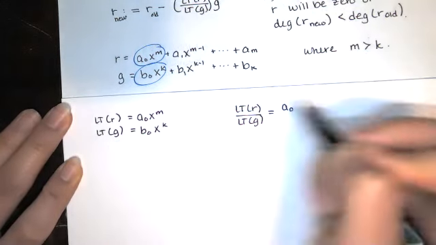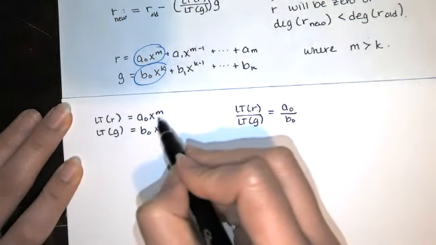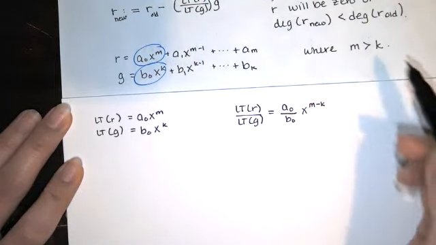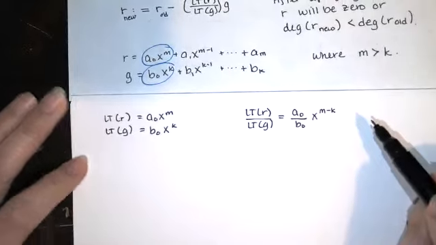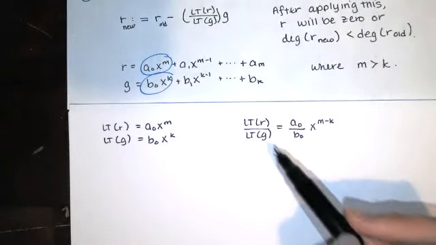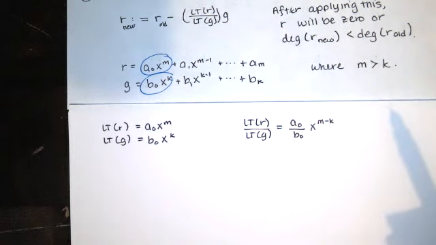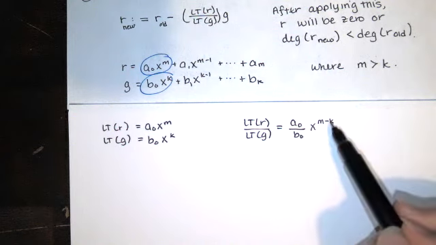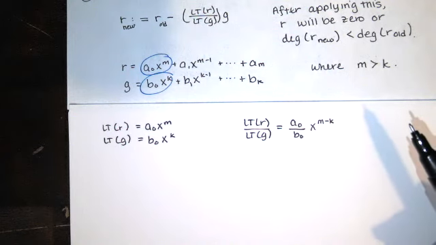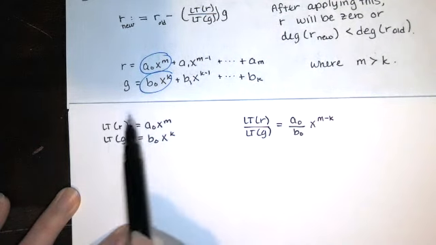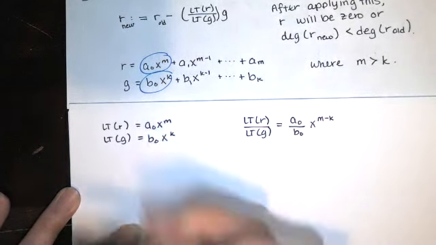We're going to have a sub 0 divided by b sub 0. And then x to the m over x to the k, we'll subtract those exponents and we'll have this. Since m is larger than k, m minus k is going to be positive. So this is a monomial, and this is just x to some positive integer power. Okay, if this is true and this is true, in that case, let's check this out.